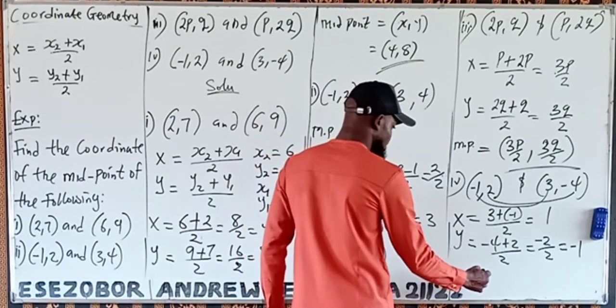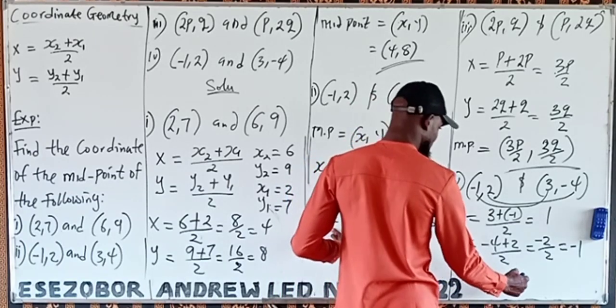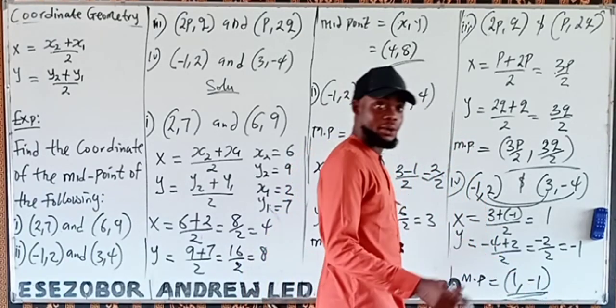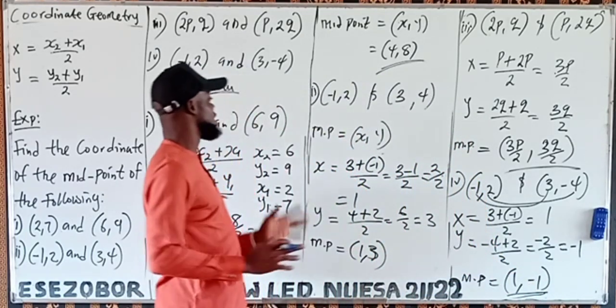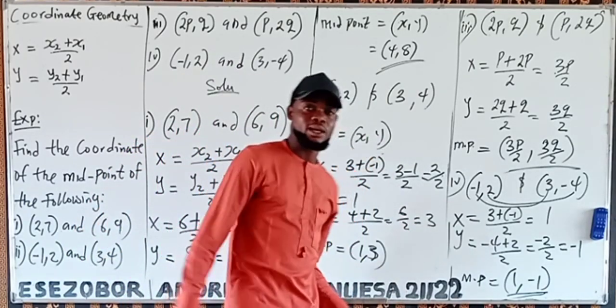So the midpoint will be (x, y). That's (1, -1). If you go and write (-1, 1), you are wrong. Put it in the way of x, y: the first one is x, the second one is y, the third one is z.